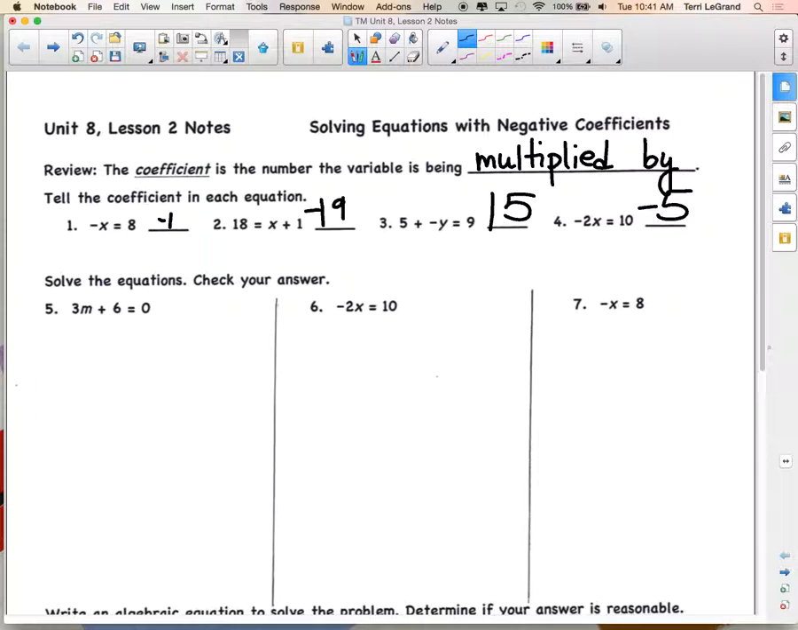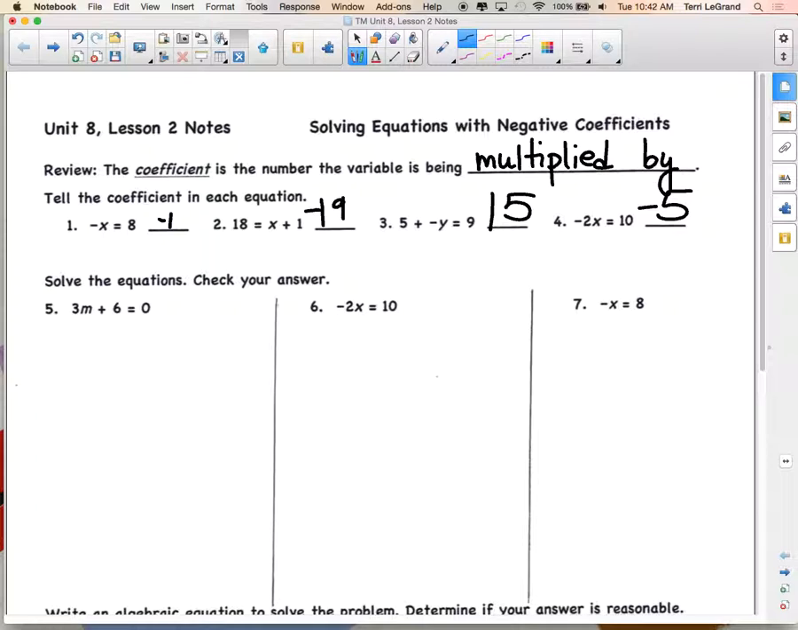So let's go back to the definition. The number the variable is being multiplied by. So in number 1, what's the variable? It's just x. The variable is a letter, right? Am I right about that? Is a variable a letter? Is that the definition of a variable in algebra? Okay, if a variable is a letter, then in number 1, just the x is the variable. So then, what x is being multiplied by is its coefficient.